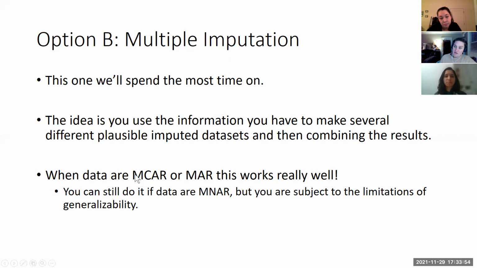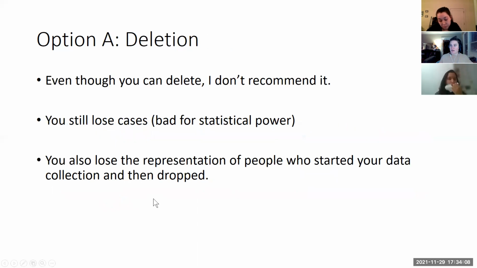When your data are missing completely at random or missing at random, this works really well. You can still do it if your data are missing not at random, but once again, we're subject to that generalizability issue. I have a question about option A. Sure. So, say if you're running multiple analyses, do you delete the whole cases for each situation that you're running?